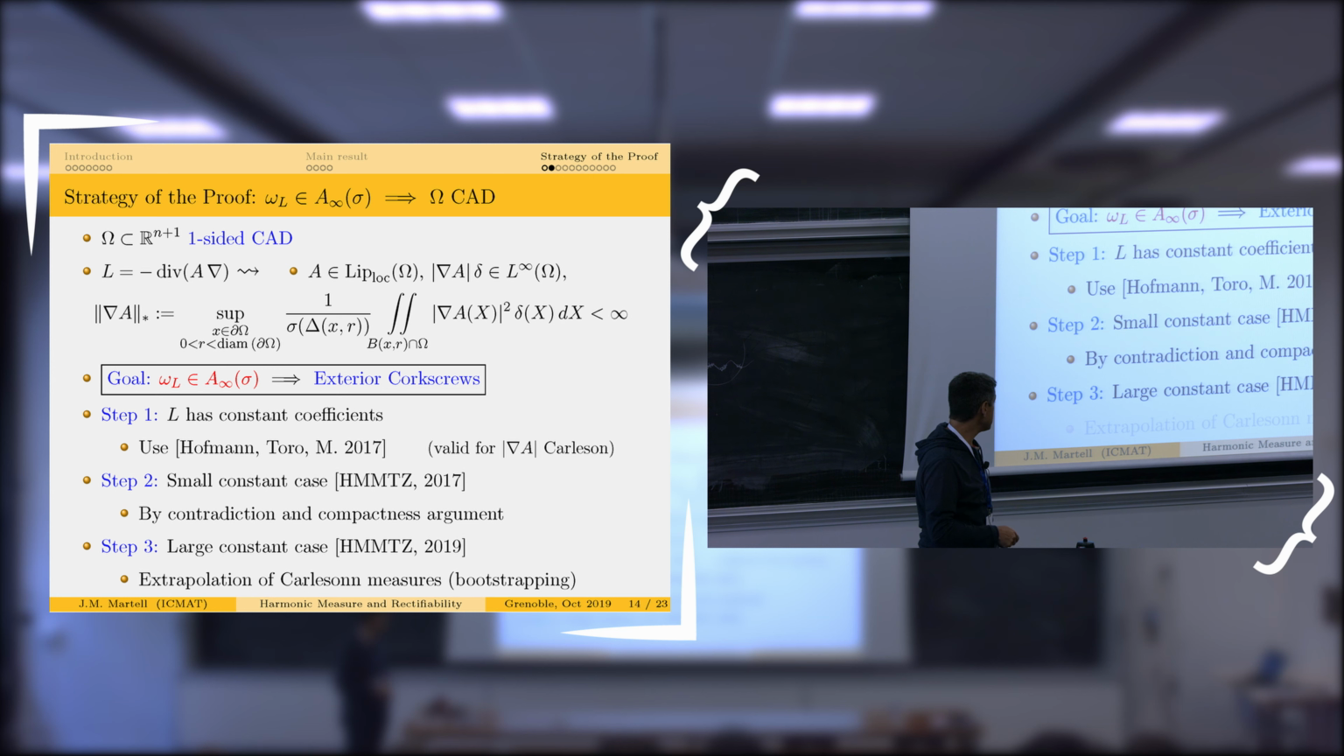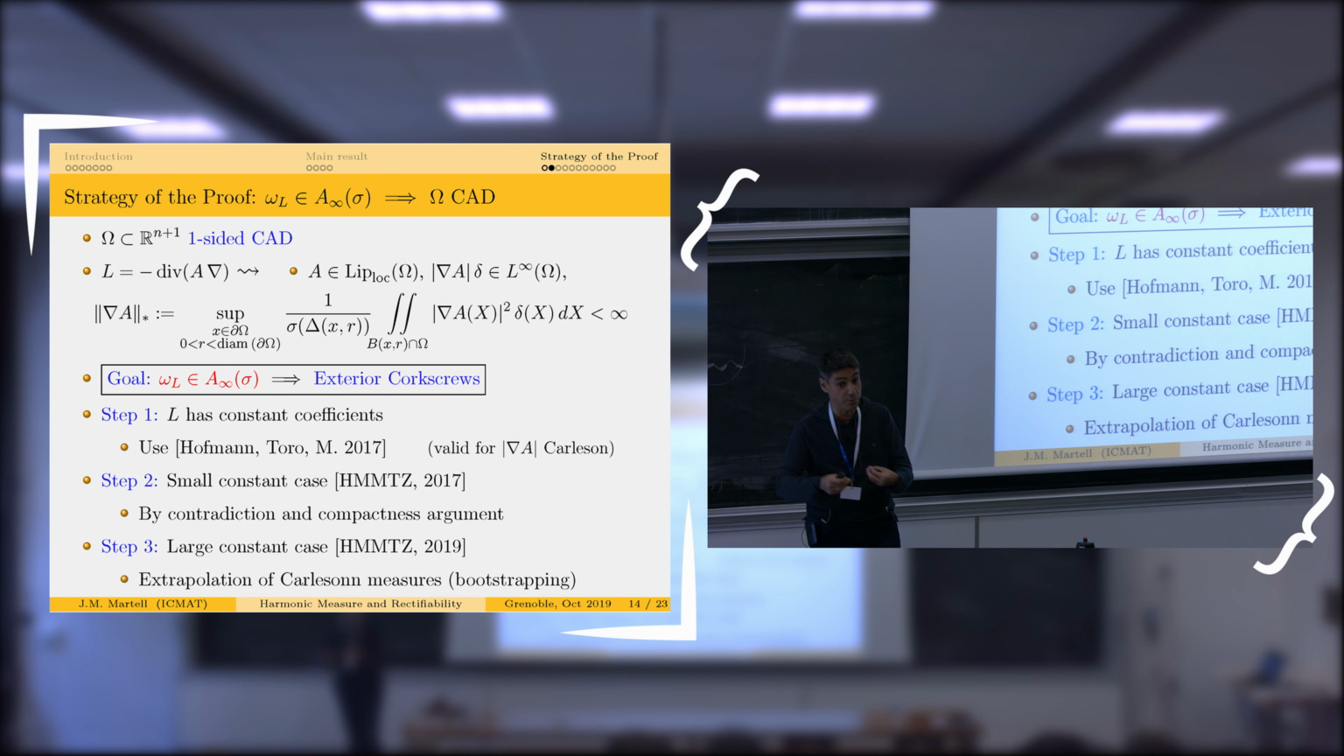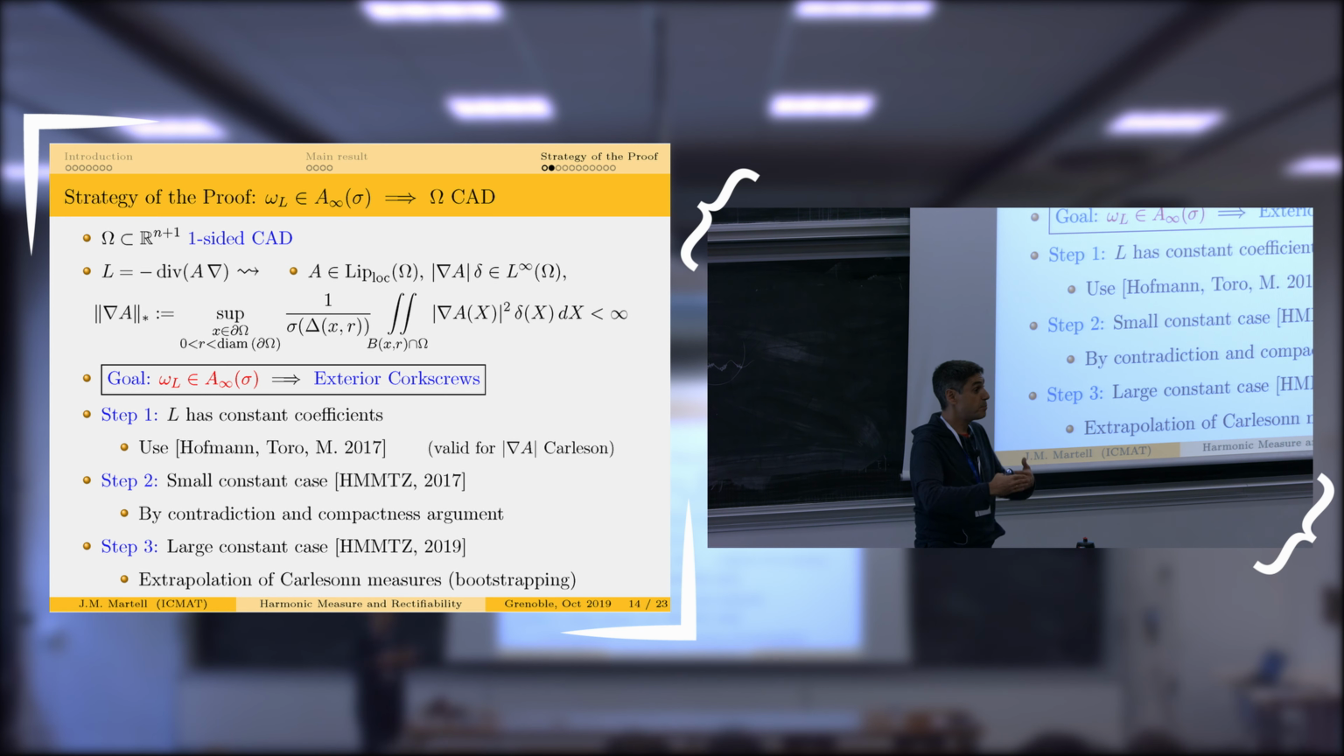And then the last step is to consider the large constant case, in which you just assume that this is finite, and this is a bootstrapping argument. So once you know that something is true for a small Carleson measure, you create some kind of extrapolation, which is like an inductive procedure, right? So you start with epsilon, go to 2 epsilon, 3 epsilon, n epsilon, and then you exceed this constant. So that's somehow the idea.